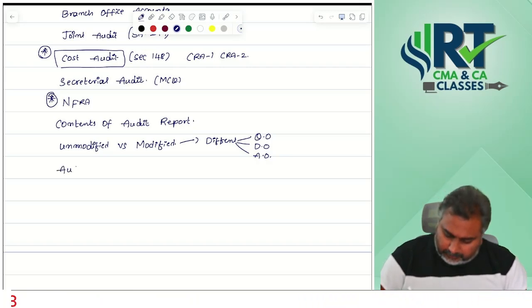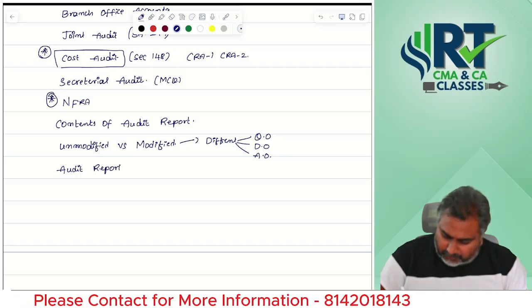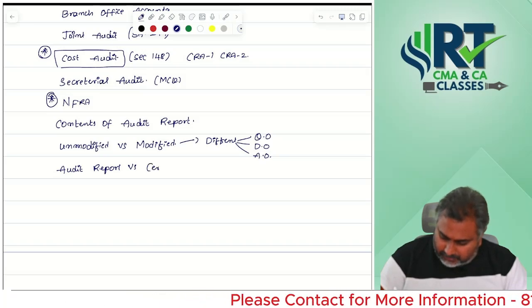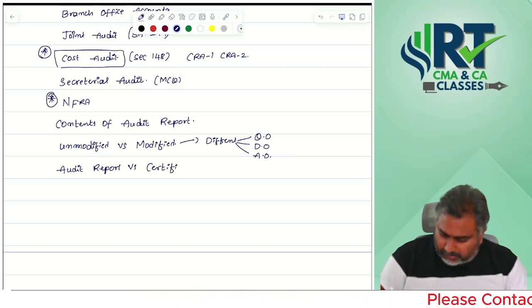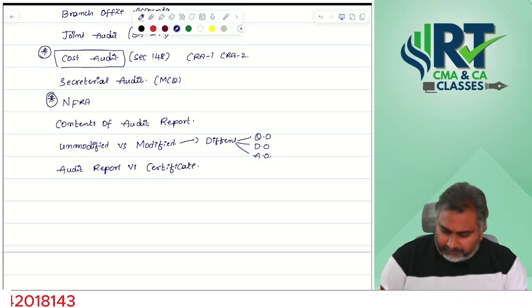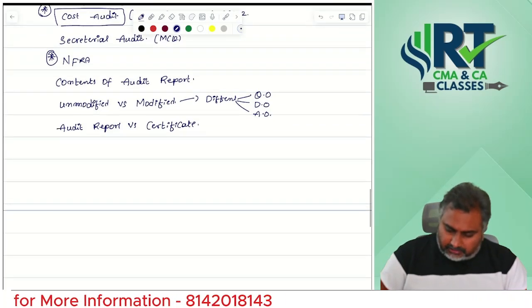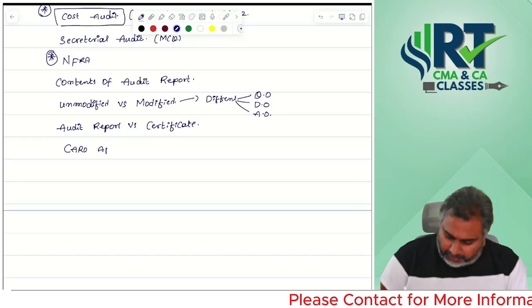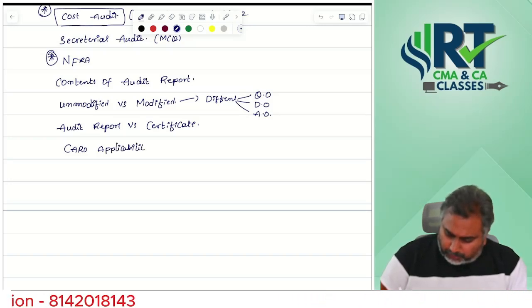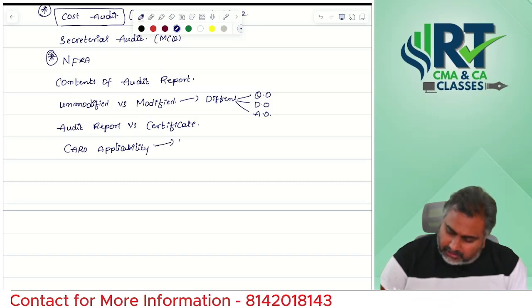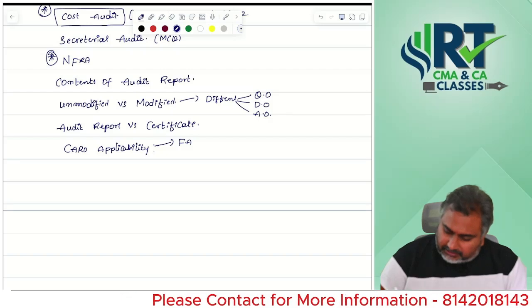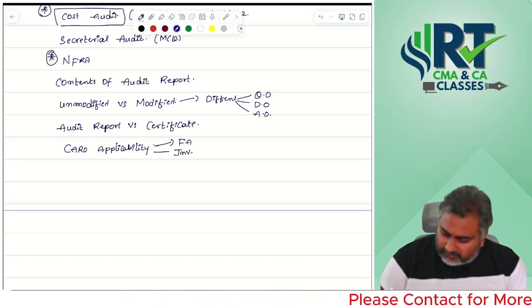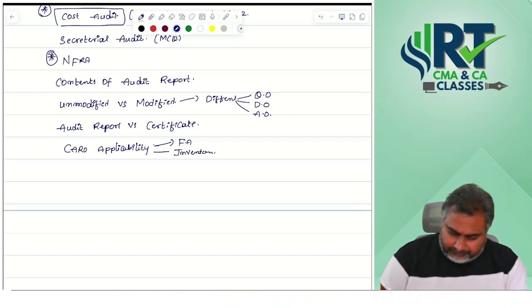Next, audit report versus certificate. Focus on that area also. Then CARO applicability, the most wanted questions, sir. Under that they will focus on fixed assets, inventory.